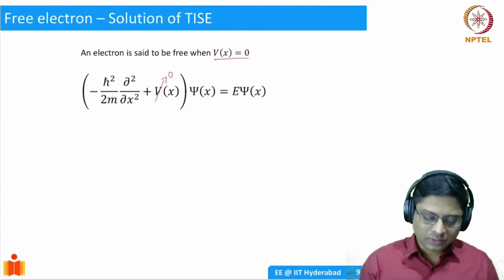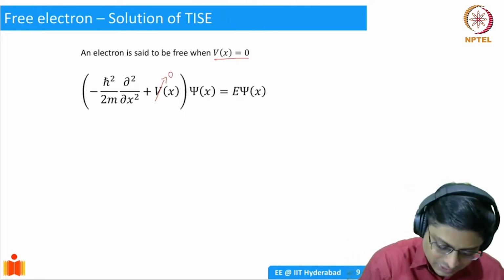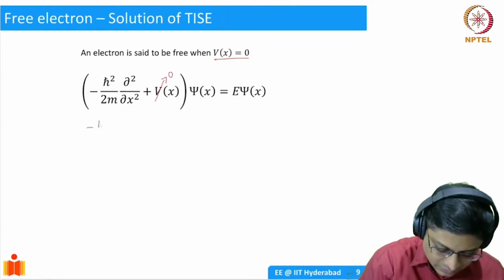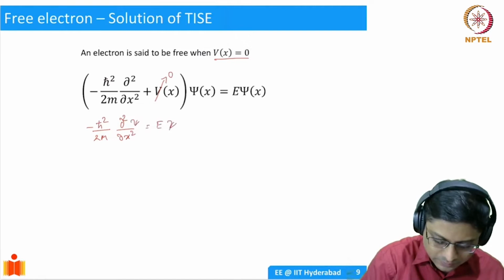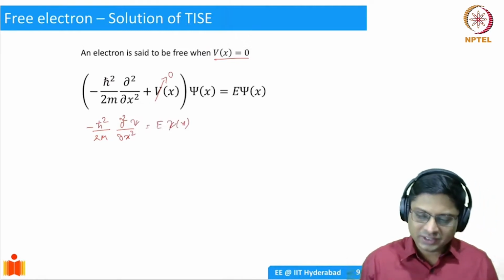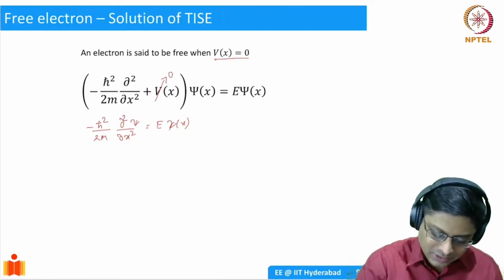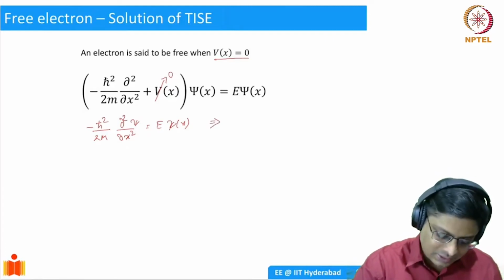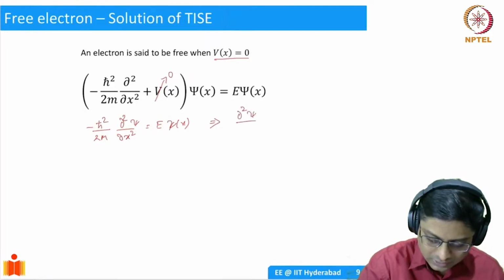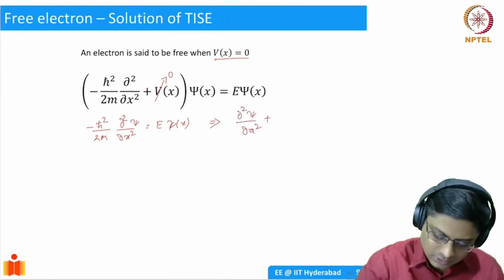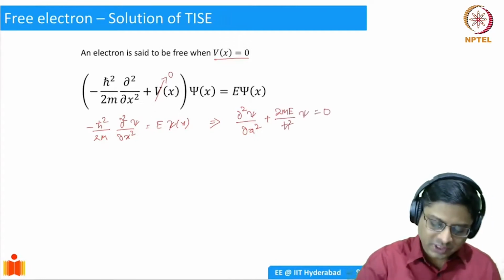So how will we do that? Once V of x goes to 0, we can rewrite this. It will turn out to be minus h bar squared by 2m, d squared psi by dx squared, equal to E psi of x. Right? This is the equation. We can rearrange it a little bit, taking the 2m by h bar squared to the other side. So basically, d squared psi by dx squared plus 2mE by h bar squared psi equals 0. So this is the equation that we need to solve.